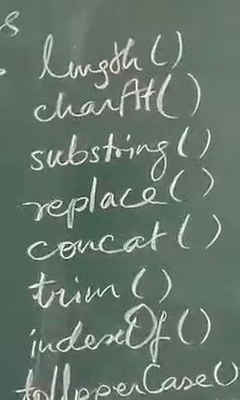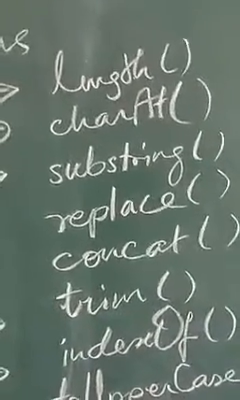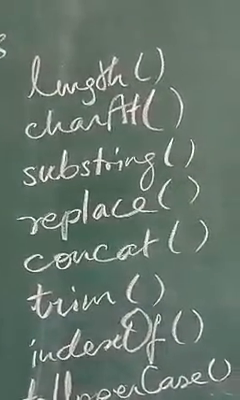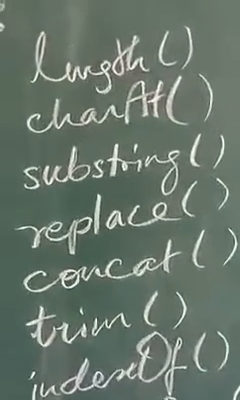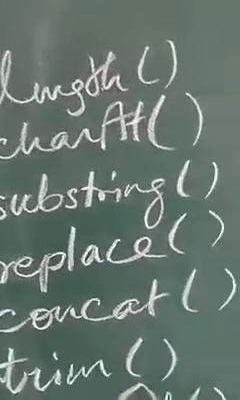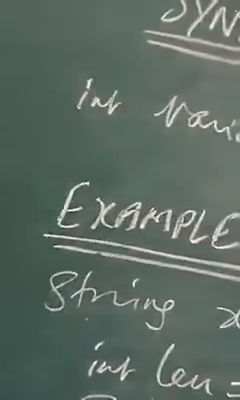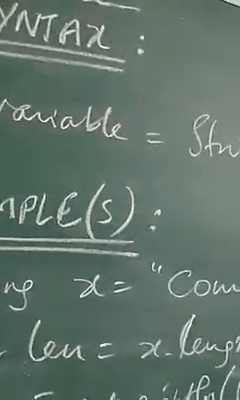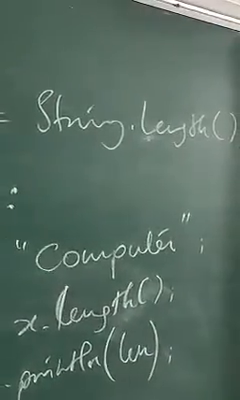We begin with the first function, that is length. Now what does length signify? Length signifies the total number of characters that are present in a string. So it also signifies the dimension of a string. The syntax is int variable equals to a string dot length, which is a function.